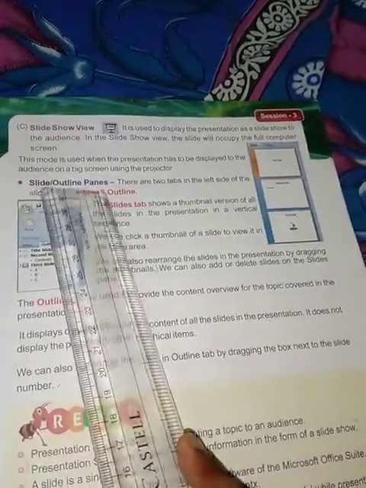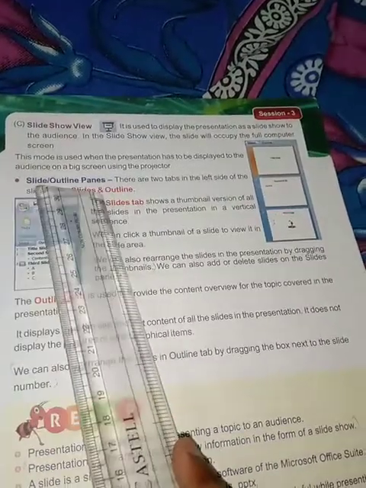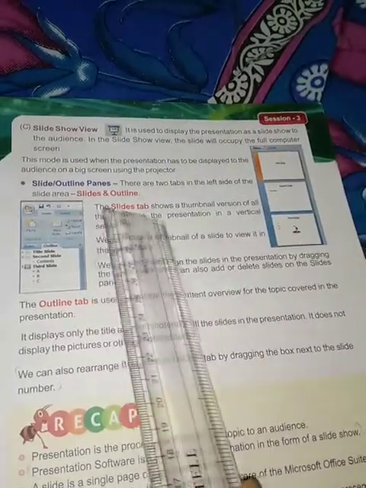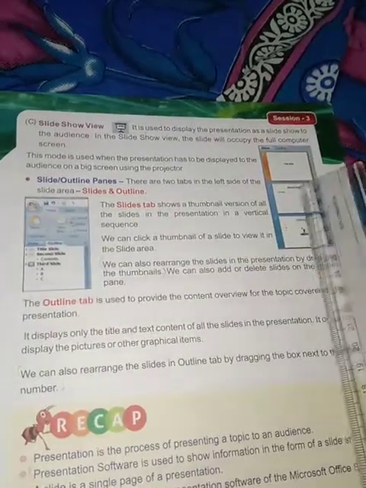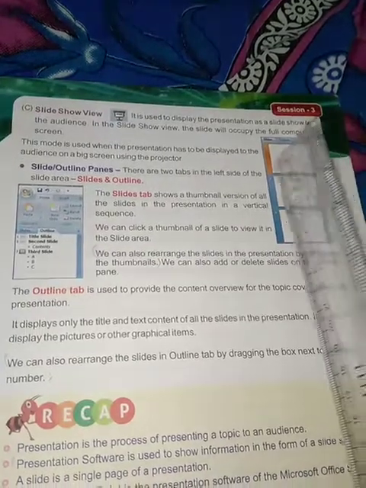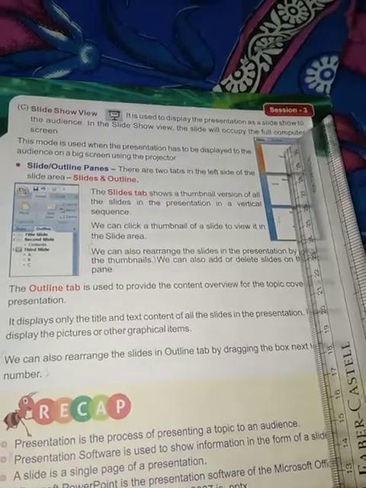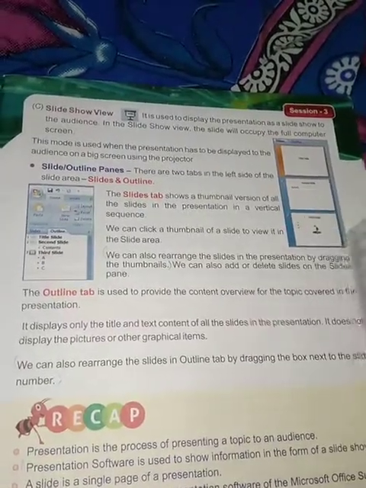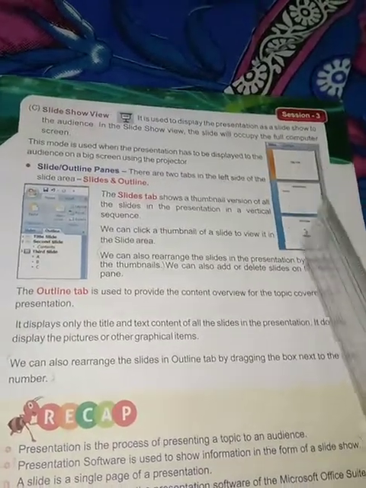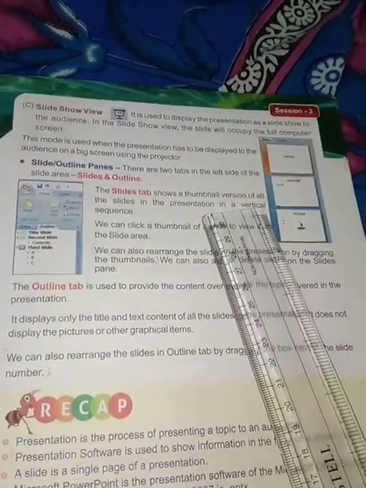Slide or outline panes. These are the two tabs on the left side of the slide area: slides and outline. The slide tab shows a thumbnail version of all the slides in the presentation in a vertical sequence, one after the other. We can click a thumbnail to view it in the slide area. You may be presently on the first slide and want to move to the fifth slide. You can directly click on the fifth slide, which is shown vertically, and your slide area will show the fifth slide.